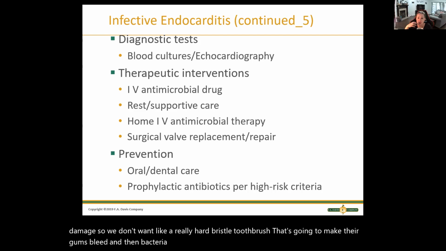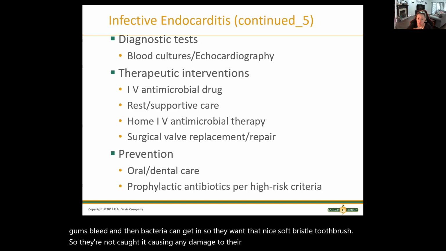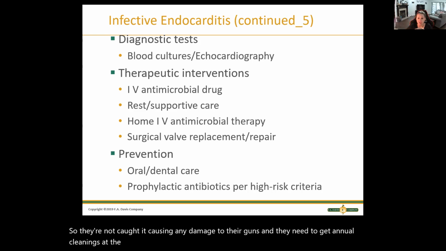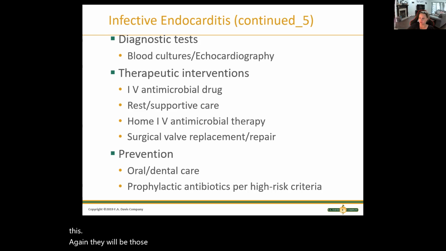So they want that nice soft bristle toothbrush so they're not causing any damage to their gums, and they need to get annual cleanings at the dentist. It's very important. Their dental hygiene is very important to prevent this. But again, they will need those prophylactic antibiotics before they have their cleanings.